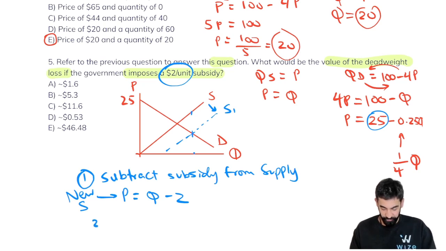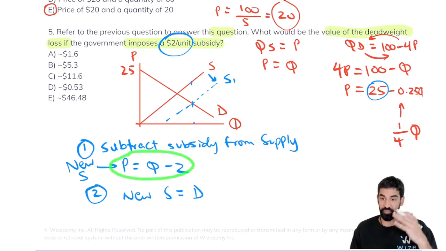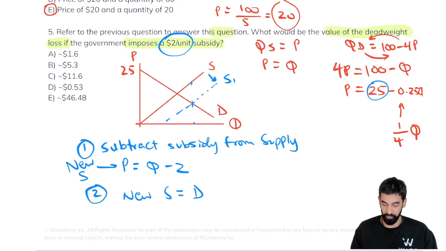Now step number 2 is the same in tax and subsidy. You make your new supply equal to demand. The reason why we needed it in the form of P equals something is because it's the price that's decreasing by 2. It's not the quantity that is decreasing by 2, it's the price. That's why you need it in the form of P equals something. So in this case, I'm going to get the new supply, which is Q minus 2, is equal to the demand, which is 25 minus 0.25Q.